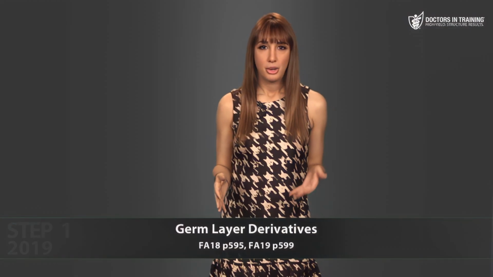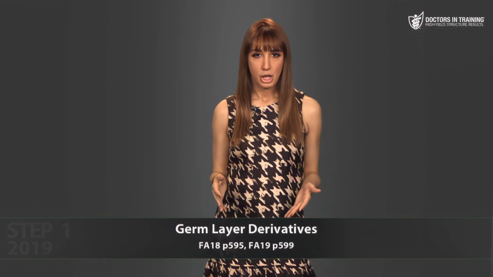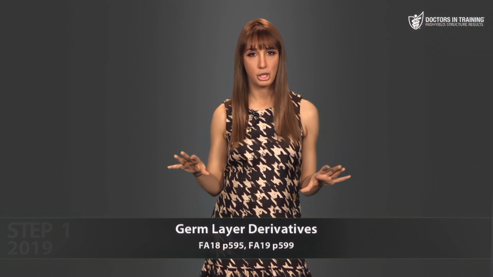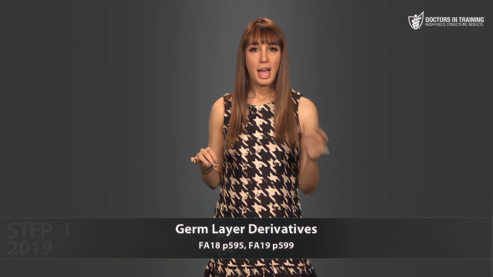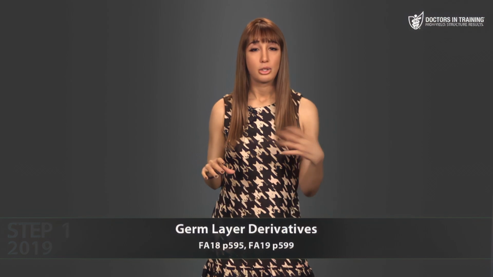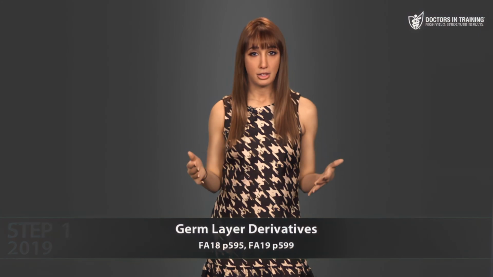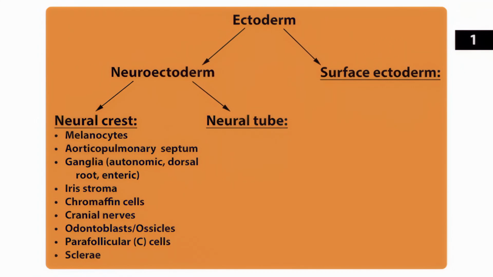We talked about how the notochord induces the nearby ectoderm to become the neural tube, and how the neural crest splits off from the neural tube. So we have the neuroectoderm, which is basically the neural tube plus the neural crest, and that's distinct from the surface ectoderm. Let's finish the neuroectoderm first. We've already covered the neural crest, so now let's look at the neural tube.